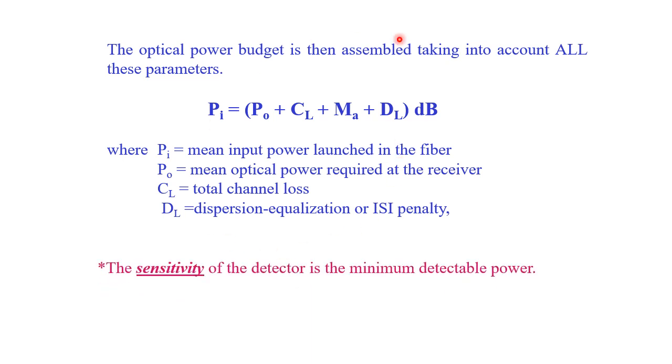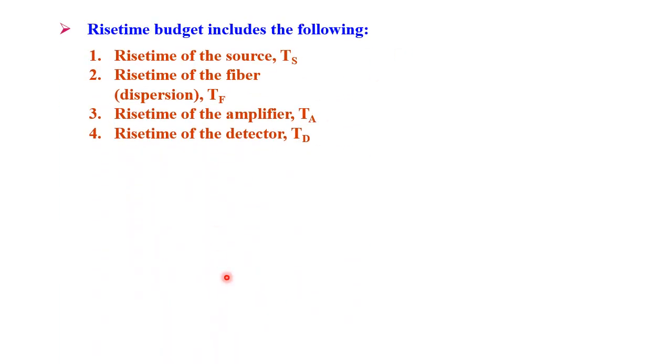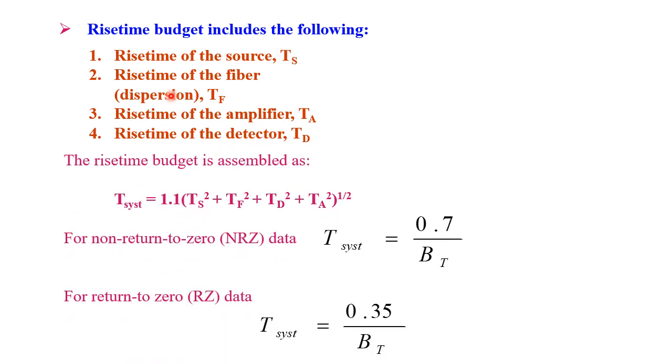From this we can find the mean input power that is launched into the fiber. One more important parameter at the detector side is the sensitivity of the detector, which is the minimum detectable power. The rise time budget includes the following factors: rise time of the source, rise time of the fiber, rise time of the amplifier, and rise time of the detector. The rise time budget is assembled by using all these parameters together.